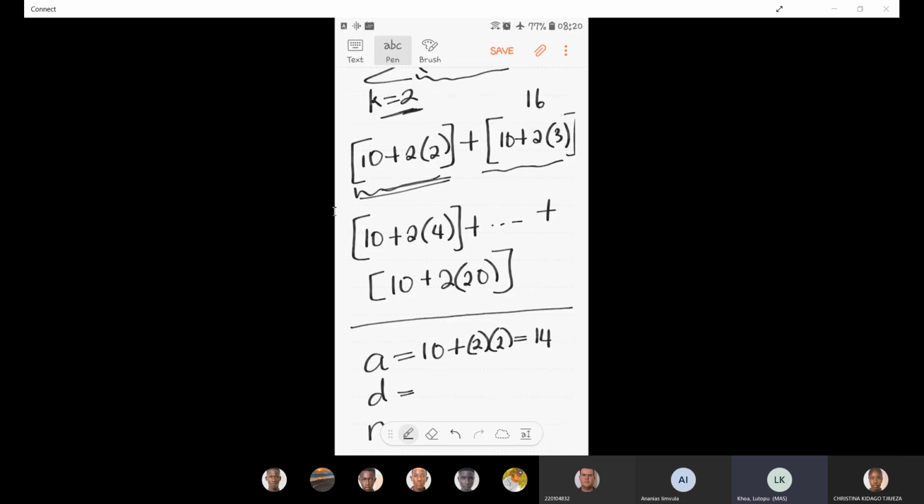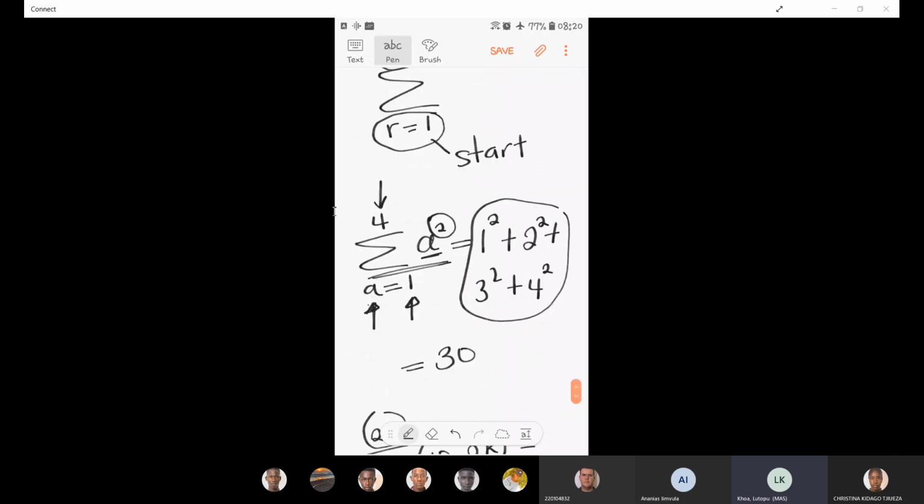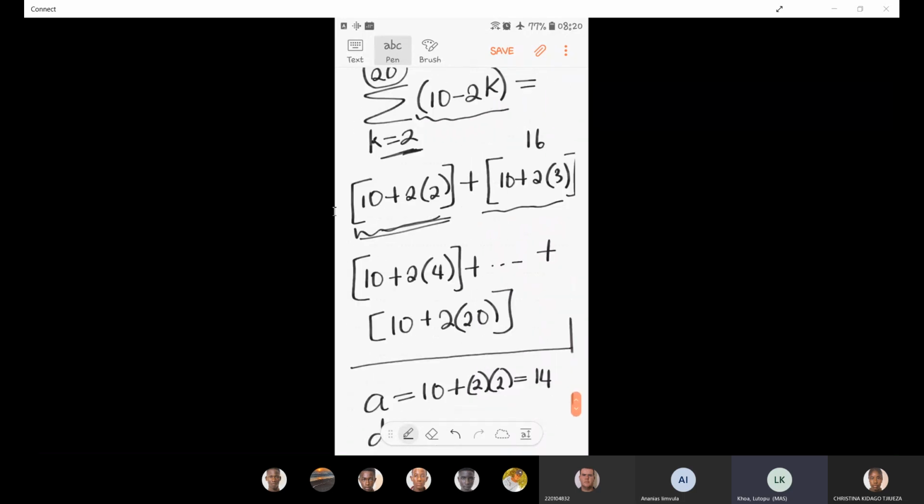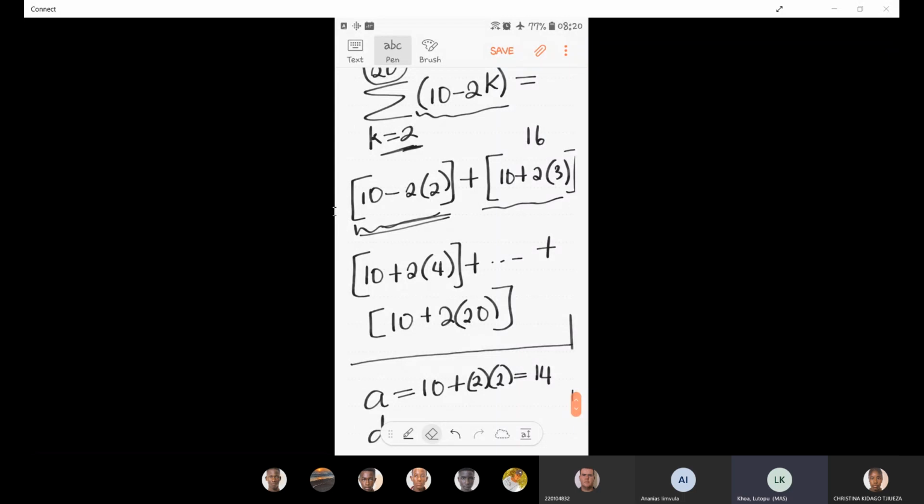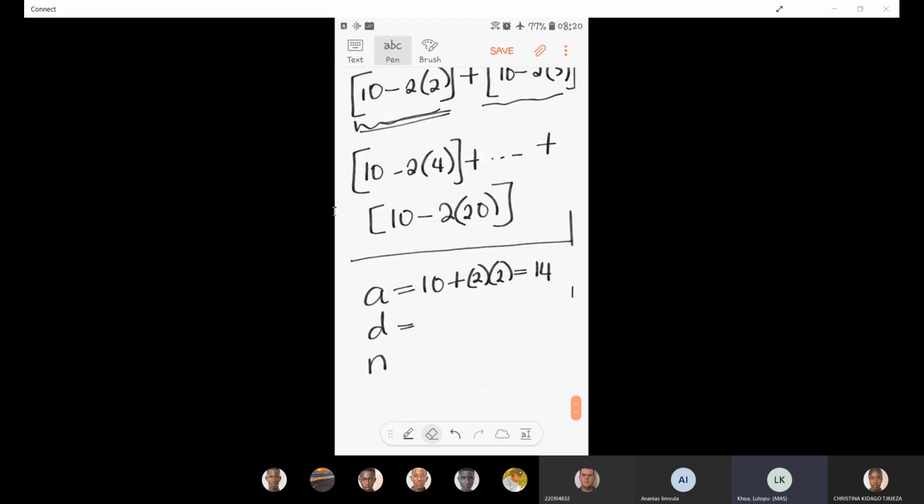Did I write this correctly? Let me see. Okay, yeah, my formula is not right, this plus should be a minus. Okay, so my first term is not even 14. So we should have 10 minus 2 times 2. This is actually equal to 6.